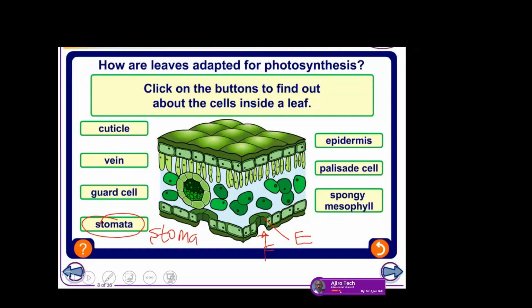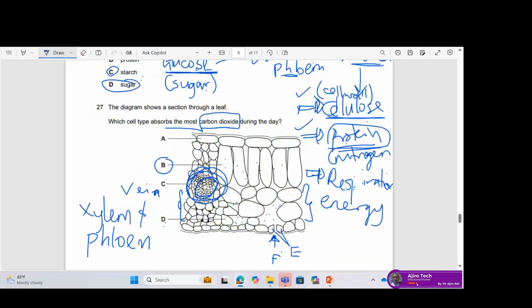Alright, so take note of that. E there is just one of the guard cells. This is the other guard cell. So there are two guard cells. The hole in between them becomes what? The stoma. Do you get it now?